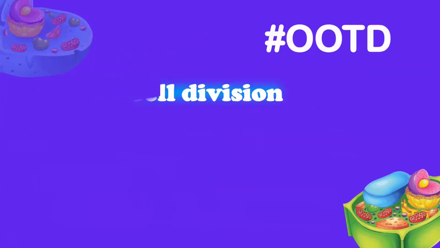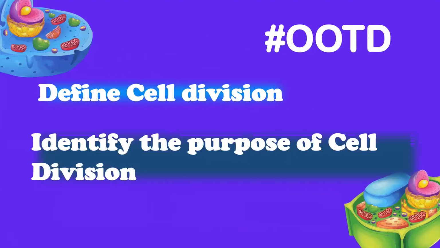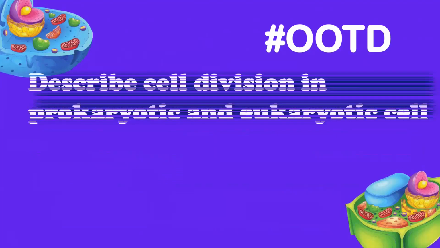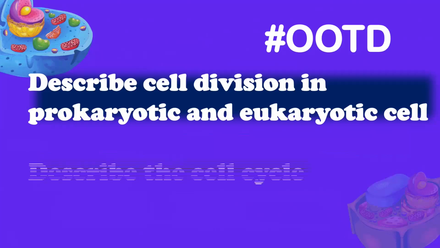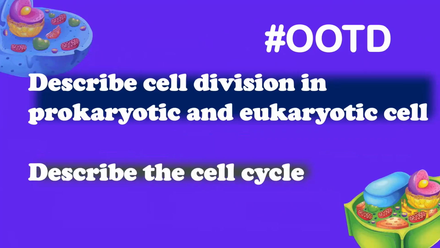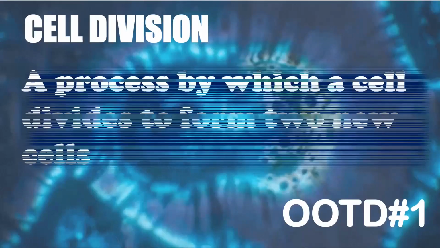Now, for our objective of today, we are going to define what cell division is. Next is to identify the purpose of cell division. Let's also describe cell division in prokaryotic and eukaryotic cells. And let us describe the cell cycle. So let's begin with the cell division.